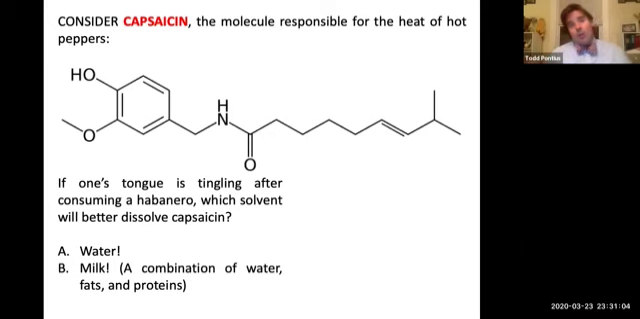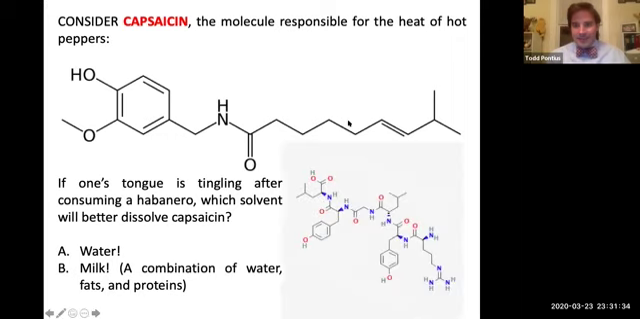Water, or milk, which is a combination of some water, some fats and some proteins? Which is going to be better at scooping up that molecule? Well, the answer is milk. Water will afford a temporary relief if your tongue is burning from a hot pepper, but because water is not good at dissolving this large molecule with lots of carbons and hydrogens, it's only going to give that temporary relief from the tingle. Whereas milk, which has fats in it, and these large proteins in it, like this is casein, I believe, can help scoop up the capsaicin, which can help remove it from the tongue and can therefore relieve burning. Thanks, capsaicin.